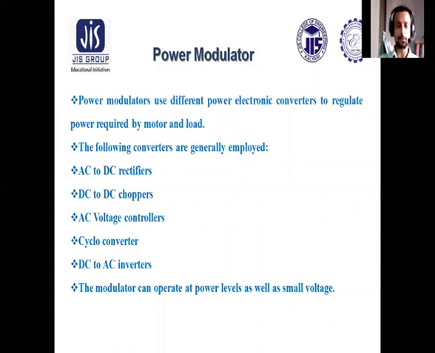Inverters could be used. Suppose you have solar power and you want to run an AC motor with solar power. Suppose you want to run an induction motor with solar power. So an inverter is needed in that case. So there are different types of power electronic converters used in the power modulator of an electric drive based on the requirement of the load, availability of supply, and motor.